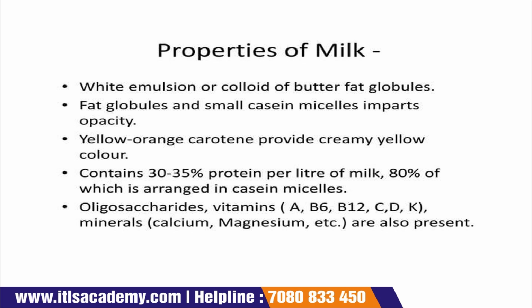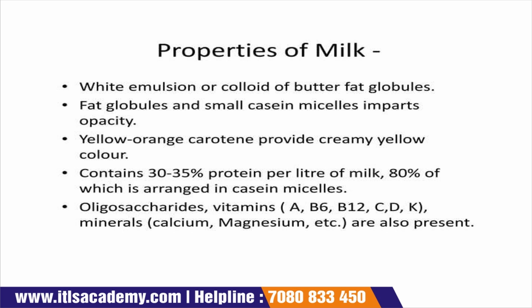It contains around 30 to 35% protein per liter of milk, and around 80% of it is arranged as caseins. Oligosaccharides are present, and different vitamins like A, B6, B12, C, D, K, and minerals like magnesium and calcium are present. So that's why milk has a high nutritive value.